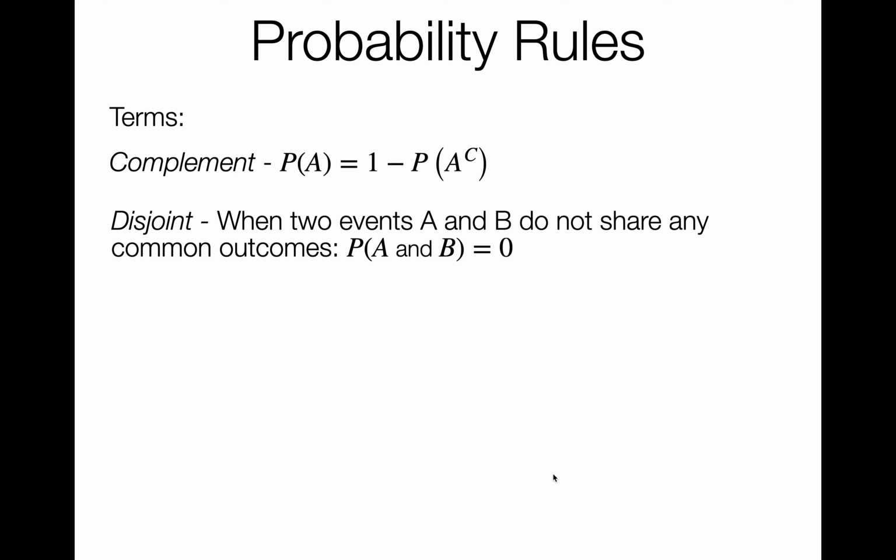Something else that's important is the idea of 2 events being disjoint, or often called mutually exclusive. Disjoint and mutually exclusive are the same thing. It means that 2 events, A and B, don't have any common outcomes, so the probability of A and B happening together is 0. That is disjoint.